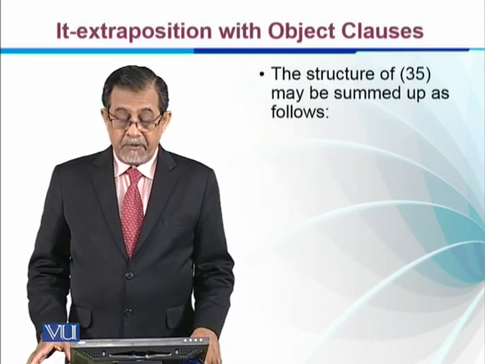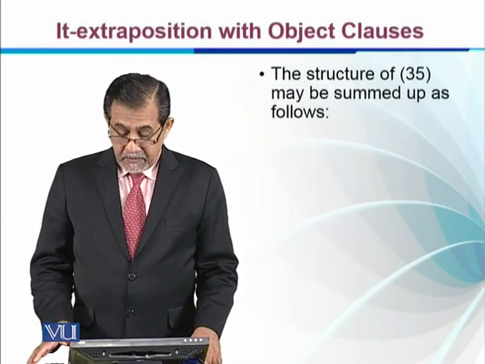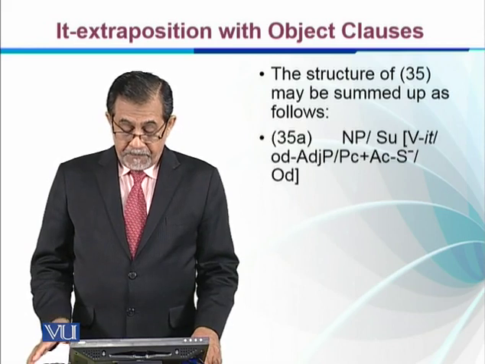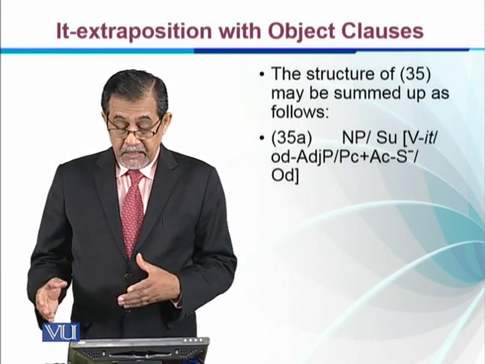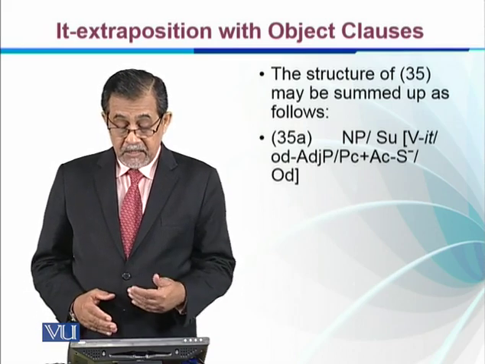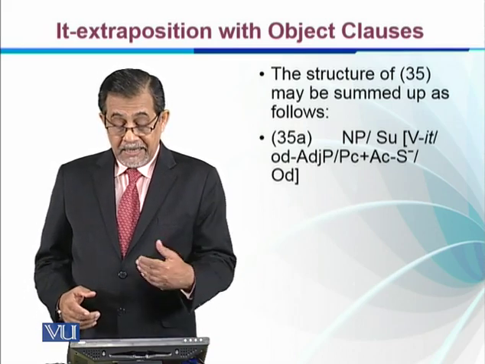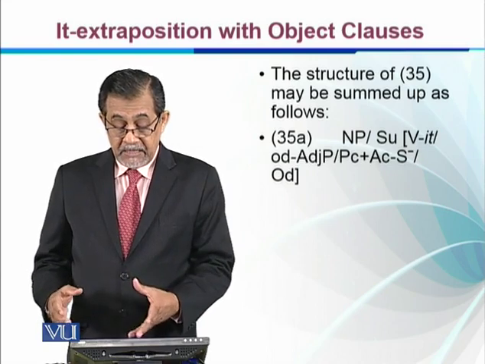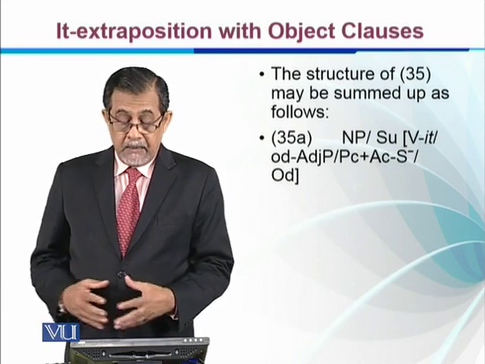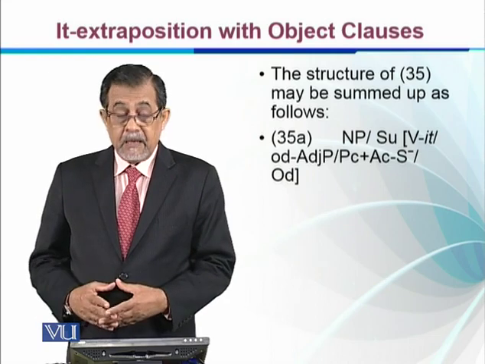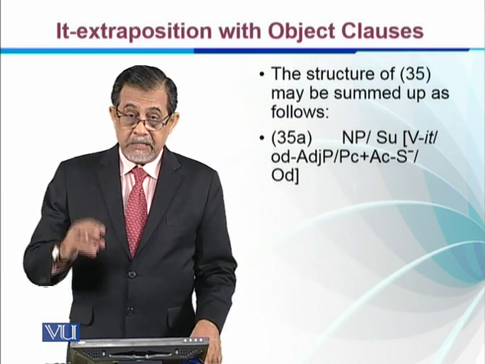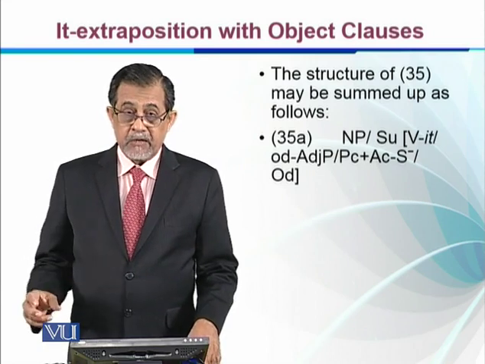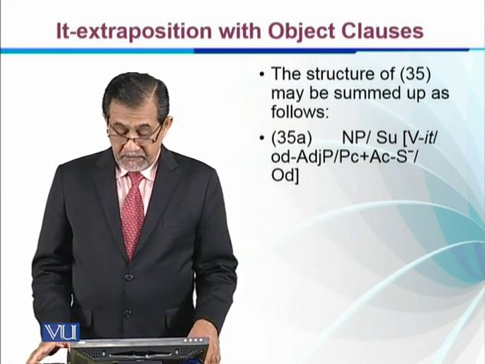The structure of 35 may also be summed up as follows: NP as subject, verb, then followed by it, OD small, and adjective, and then we may have an adjective phrase or predicate nominative or adjunct, and then we have sentence bar, which is actually the notional object, the direct object of the sentence, as we have just seen.